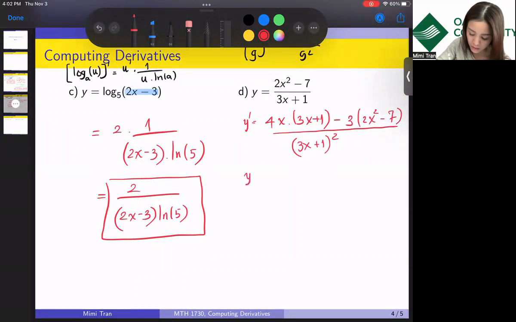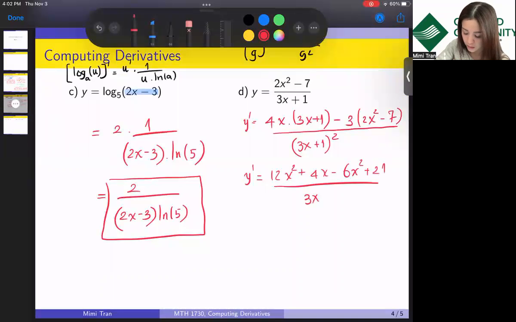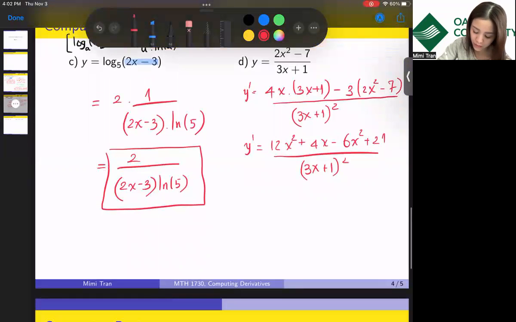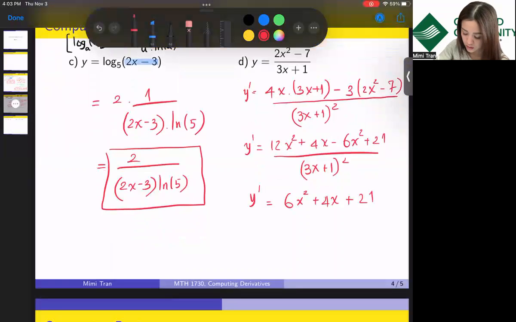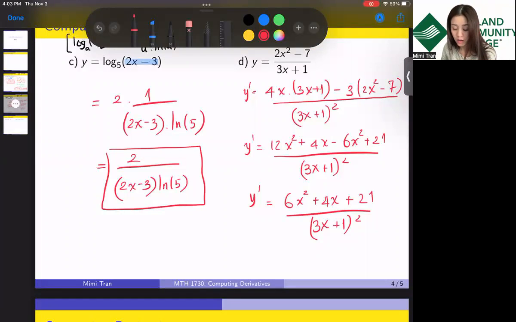Maybe let's clean this up a little bit. 12x squared plus 4x minus 6x squared plus 21 over 3x plus 1 squared. So y prime equals 6x squared plus 4x plus 21 over 3x plus 1 squared. I don't think we can simplify any further, so we leave it like that.